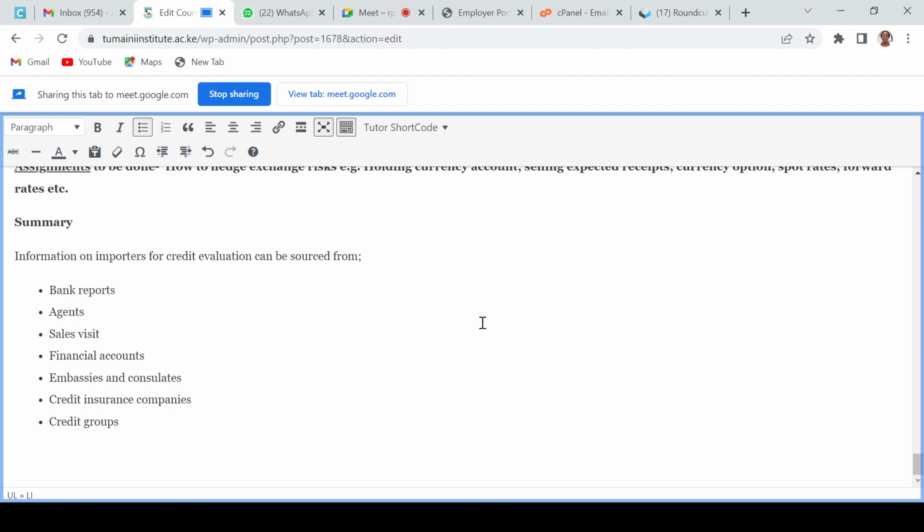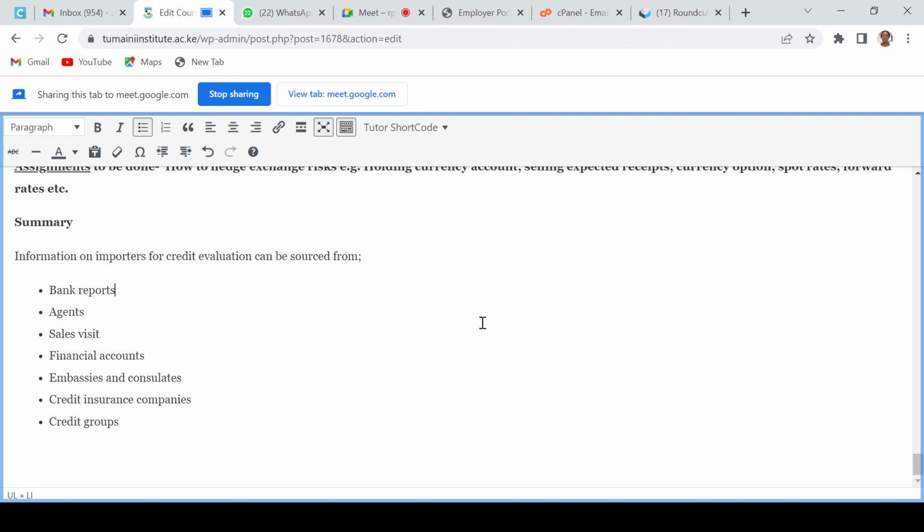So we also use just the same things that we use locally. You can look for bank reports for those countries, from the central banks of those countries. You can talk with the agents to find out more: do you know this customer? The agent can tell you this is a good customer, this is a bad customer, so you can evaluate from that point. You can also decide to do a sales visit.